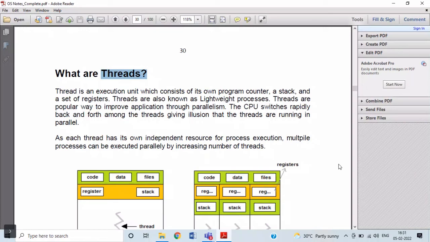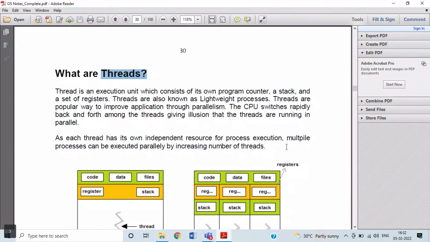A thread is a unit within a process. If we divide a process into several divisions, those are threads. So a thread is a small execution unit which consists of its own program counter, a stack, and a set of registers. Threads are also known as lightweight processes. Threads are a popular way to improve the application through parallelism.